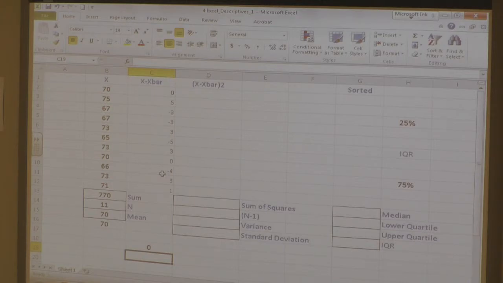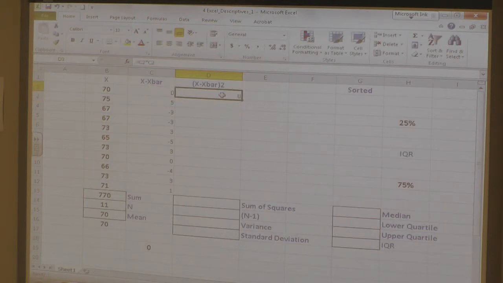Okay, so I need to get the magnitude of the differences between all of these values and the mean. I have to get them all to be the same sign. One way to do it is to use absolute values. What's another way to get rid of negative numbers? Square the numbers. Okay, so let's do that. In here, I'm going to say equals this times itself, that's squared, and then I'm going to copy all these down.